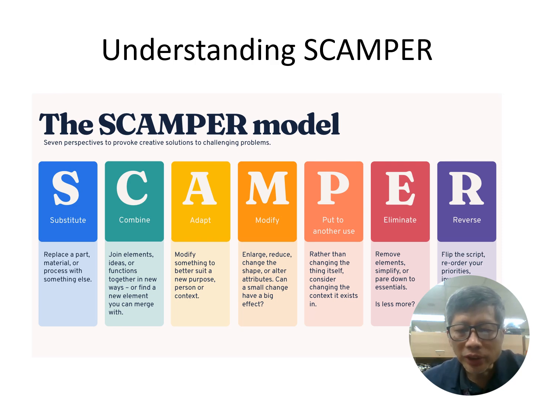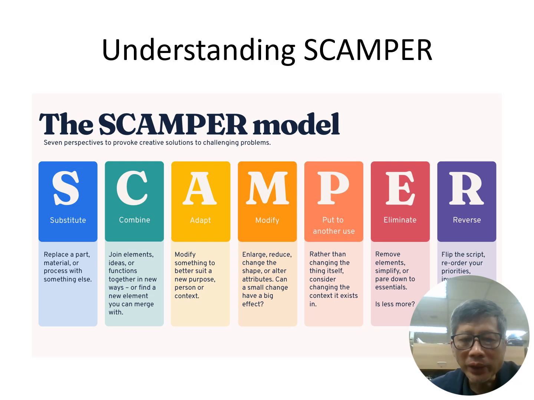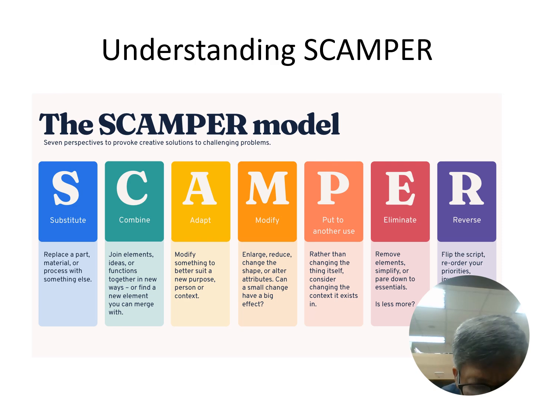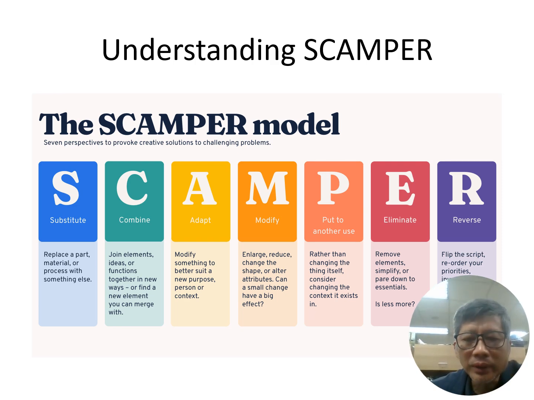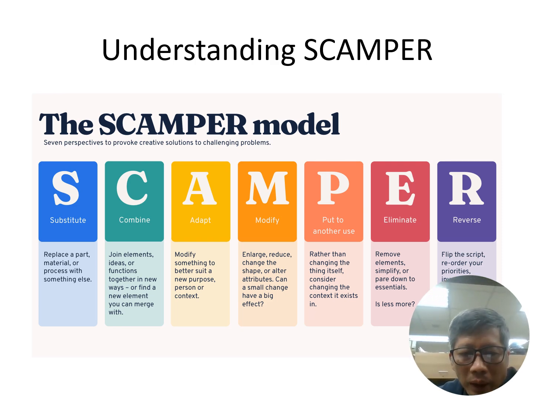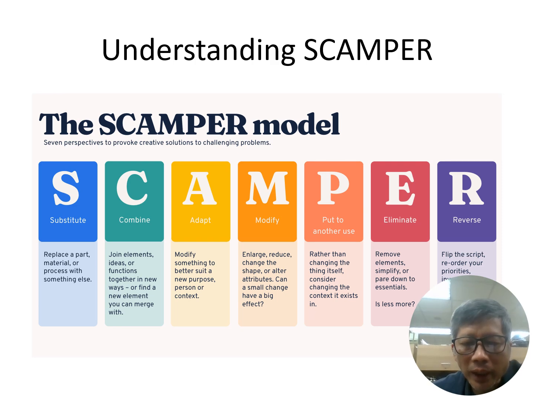S means substitute. This is to replace a part or a material or process with something else, right? Next is combine. In combine, we take certain aspects of our solution and combine two or more to come up with a new solution. Next is adapt. We modify something out of the previous solutions we've got.